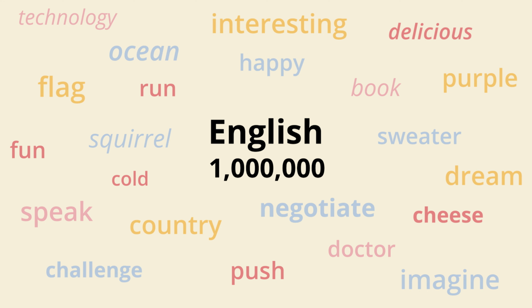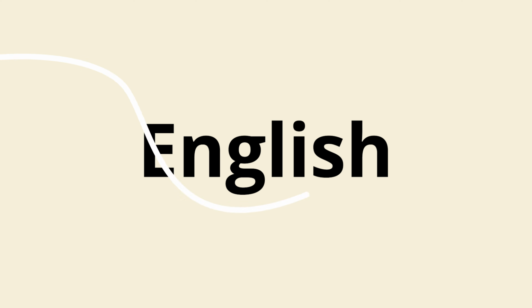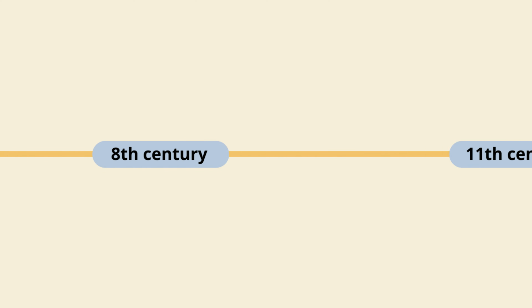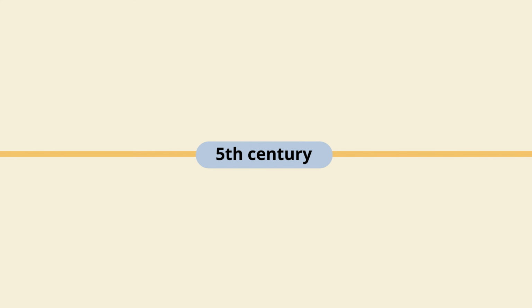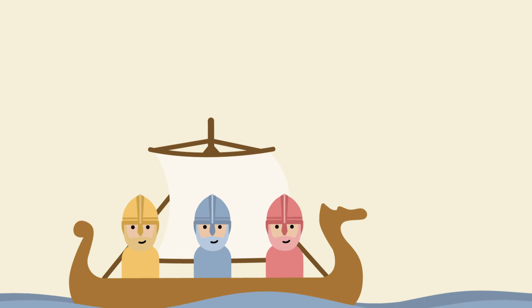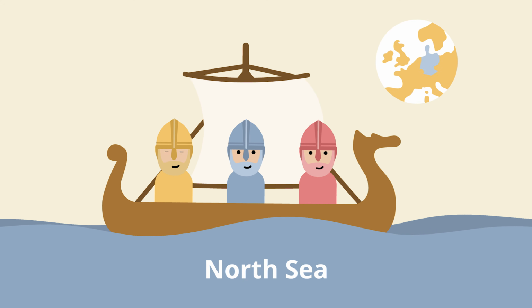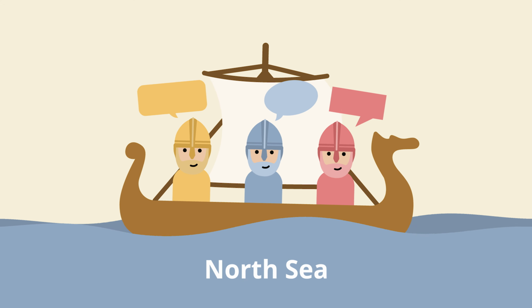This wealth of vocabulary can be explained by the number of influences it has had since it first evolved from its roots. The origins of the English language can be traced back to the 5th century AD, when the British Isles were invaded by the Angles, Saxons, and Jutes. These three tribes crossed the North Sea from modern-day Germany and Denmark and brought their Germanic language with them.